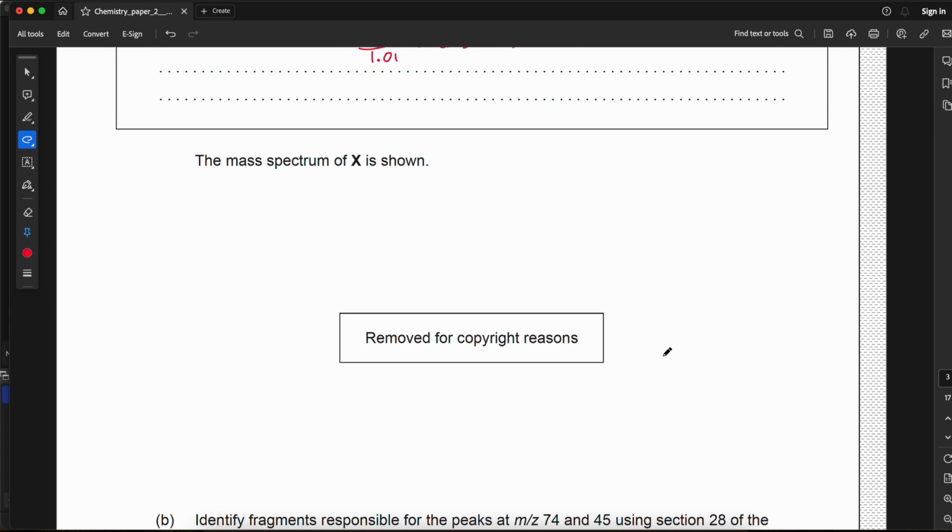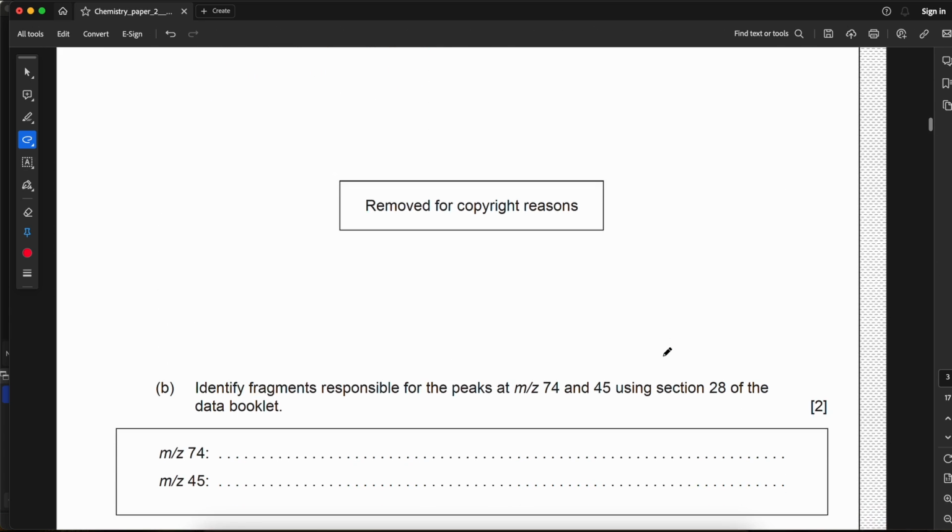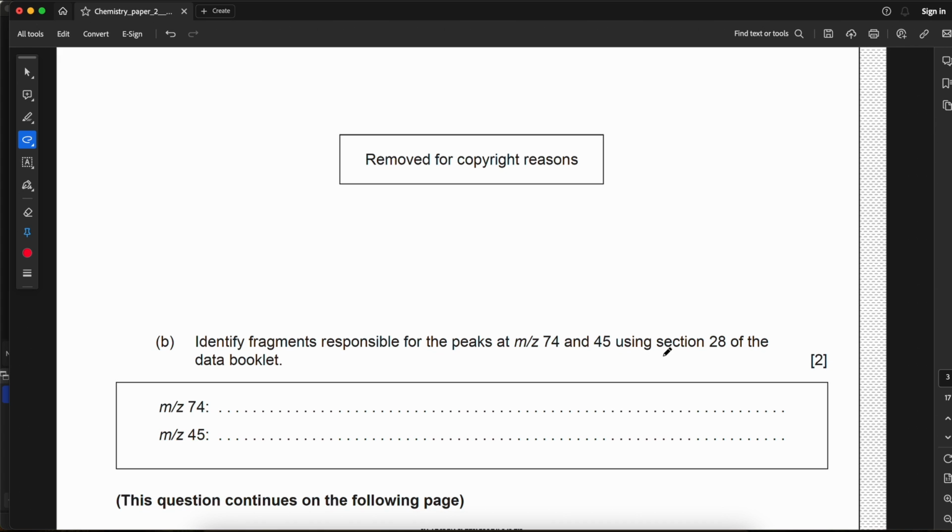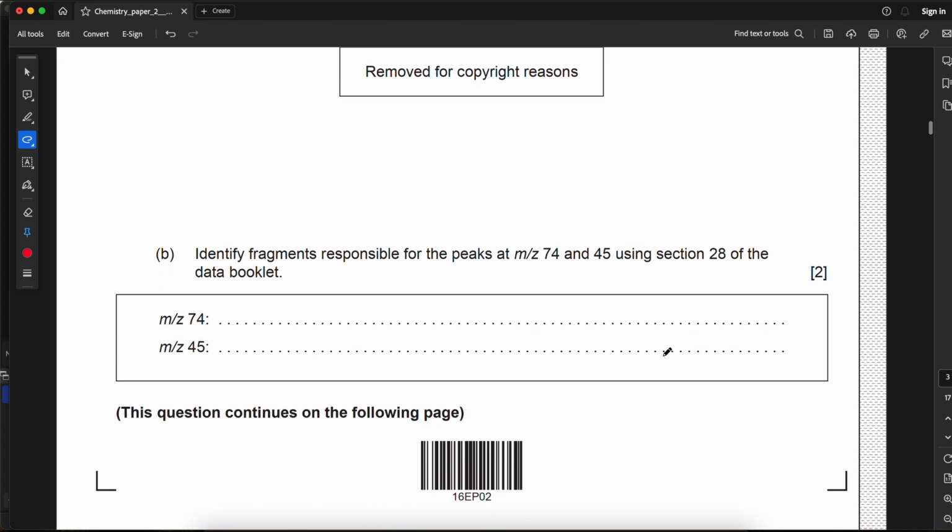And for this one, I cannot answer because the picture is removed for copyright reasons, but we need the answer to continue to the next question. So after seeing the mark scheme, the m/z 74 is C3H6O2 plus, and then 45 is either COOH plus or C2H5O.